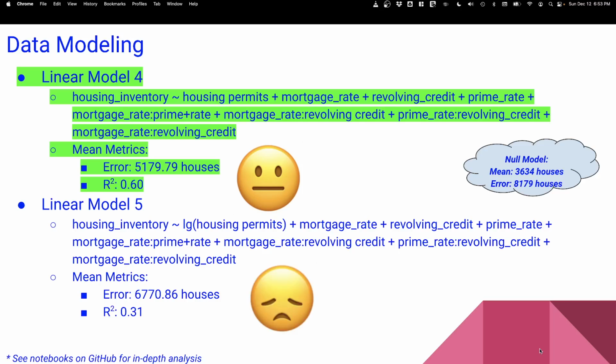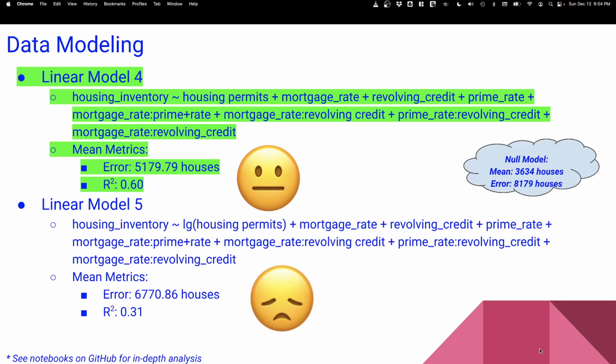So let's see if we can improve this a little bit more. Let's add some interaction rates across everything. So for all the mortgage rates and then the revolving credit rates, we see that expressed here. Our error improved a little bit more, but our R squared is still only 0.6. So, mentioned heteroscedasticity and housing permits. Let's just try taking the natural log of those and see what happens. And with all of the other interaction rates.